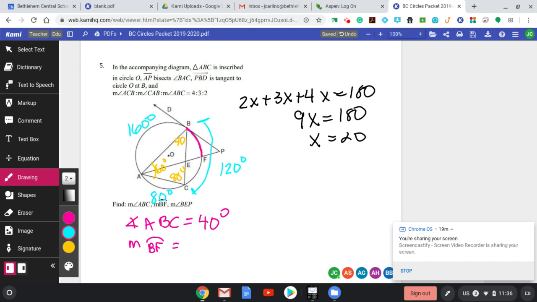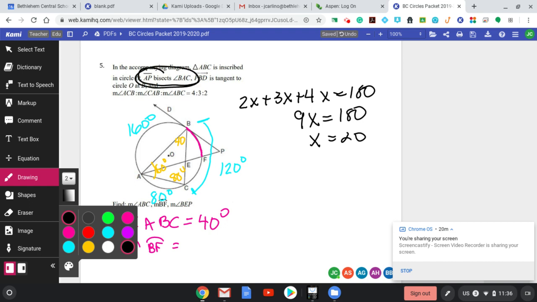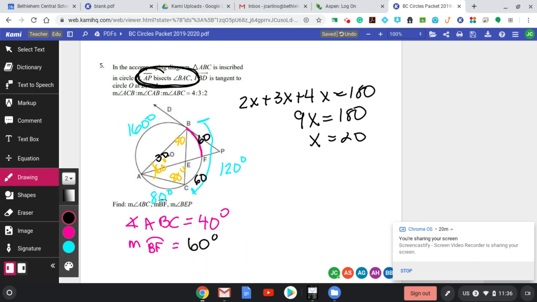Okay, let's see where else we can go here. I'm trying to figure out. 160, 80, 120. Arc BF. I just don't want to assume it's going to be split in half. Oh yes, I can. I don't need to assume that because, hey, reading the directions is important, huh? AP bisects angle BAC. Angle BAC is getting bisected, so we can assume that that's 30. We double it, and we get 60 and 60 there. Whew, reading the directions.